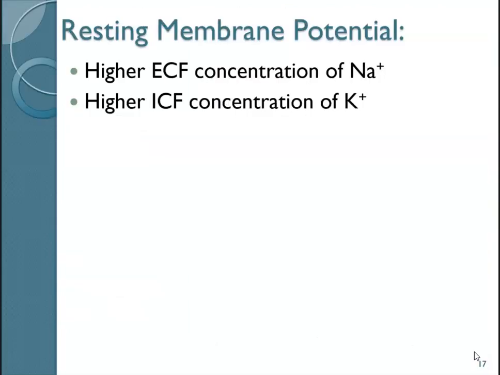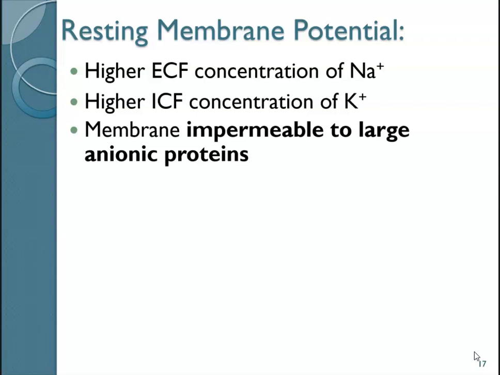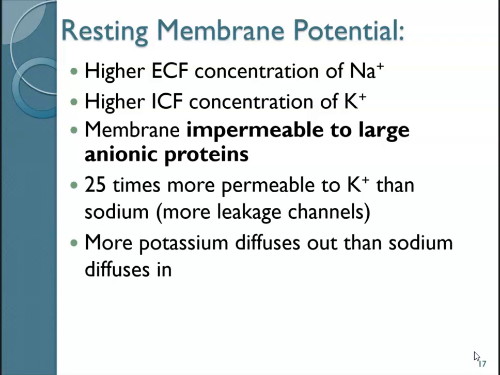Okay, so there are three big reasons why we have a negative membrane potential. So first you want to remember there's a higher extracellular fluid concentration of sodium, a higher intracellular fluid concentration of potassium. So three reasons why we have a negative membrane potential. One, the membrane is impermeable to those large anionic proteins. So anionic means negative charge. So if you have more negatively charged protein ions inside the cell, the inside of our cell is going to be more negative.